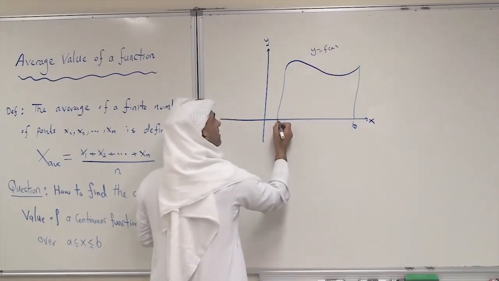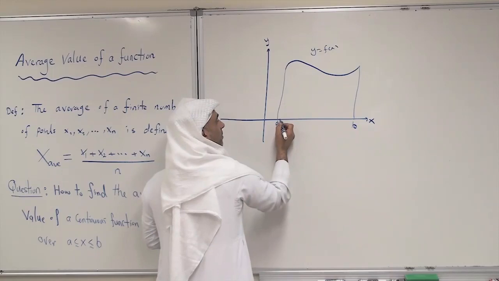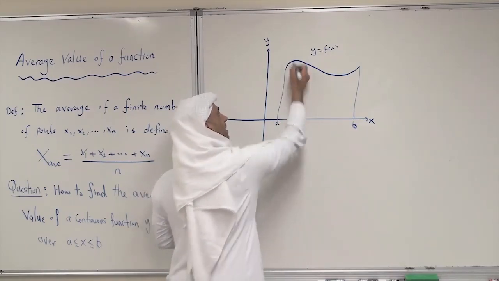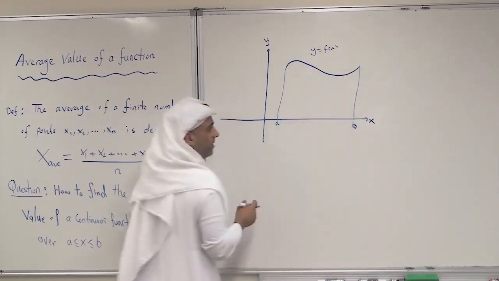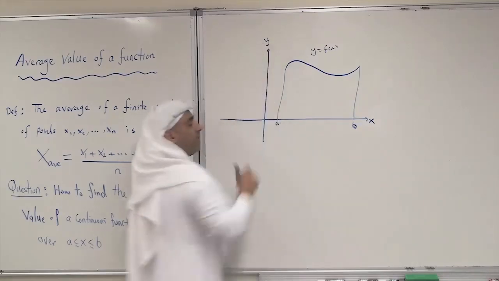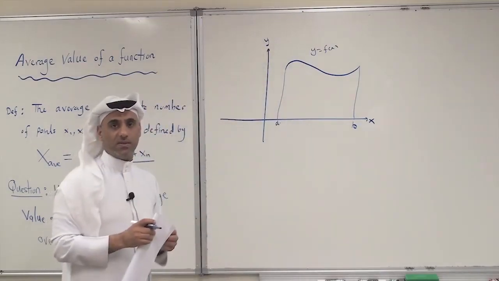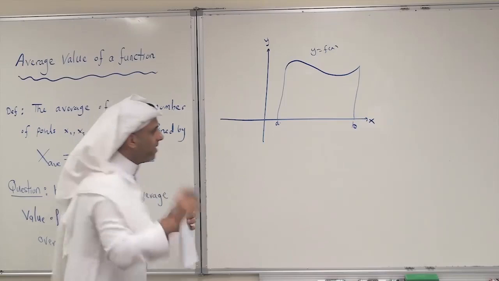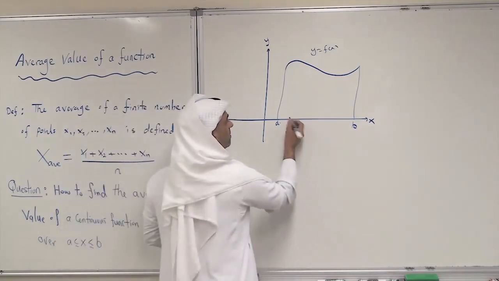We have different readings. We have f of a. If you have a point here, then we have the image of that, the different images we have. So different y values we have. What is the average of this? What is the average value? As usual, we will do the following trick.